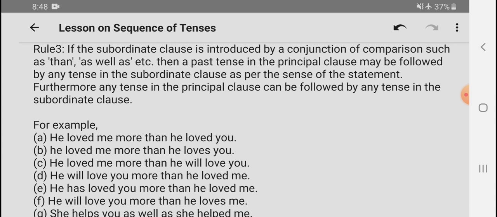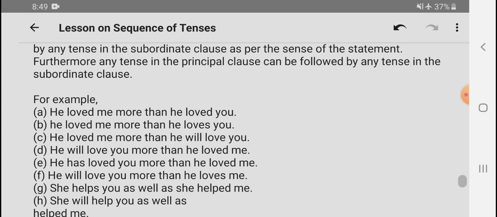Also, if these conjunctions are used, such as "than" and "as well as", then the tense of the principal clause may also change into any tense. For example, he loved me more than he loved you. In this one, "than" is used. So, the subordinate clause's tense can be put in any other tense.